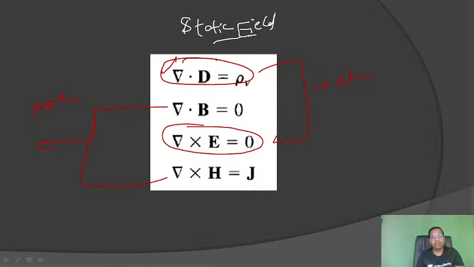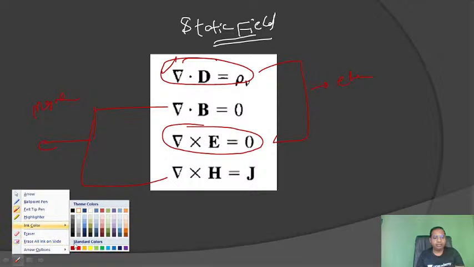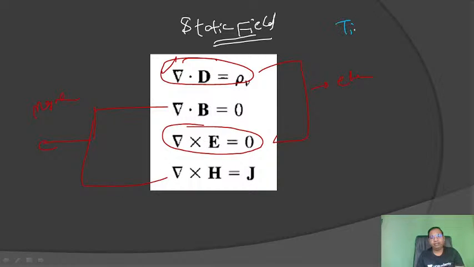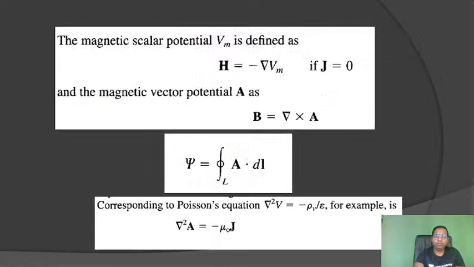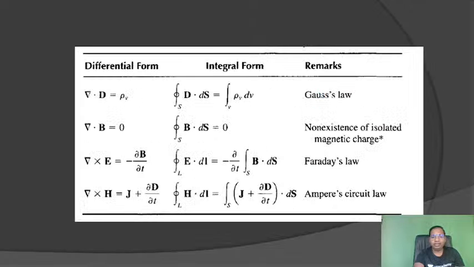Four Maxwell's equations for the static field. And apart from the static field, if you want to take the time varying fields, then out of all these four expressions, del cross E is equal to 0 and del cross H is equal to J, so both of these will be changing. So what will the changed expressions be?